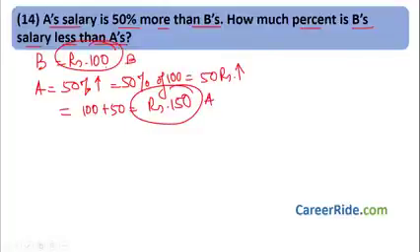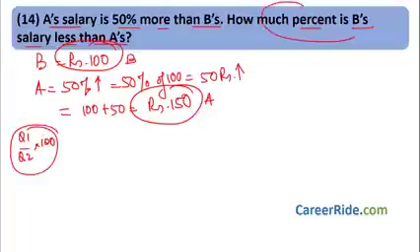Now what we have to find? How much percent is B's salary less than A's? This is not how much percent is B's salary as compared to A's salary. If that would have been the case, what we would have done? Quantity 1 upon quantity 2 into 100. It would have been very easy, but no, this is not the case. What do we want? How much percent is B's salary less than A's salary? Now here we know A's salary is 150, B's is 100.